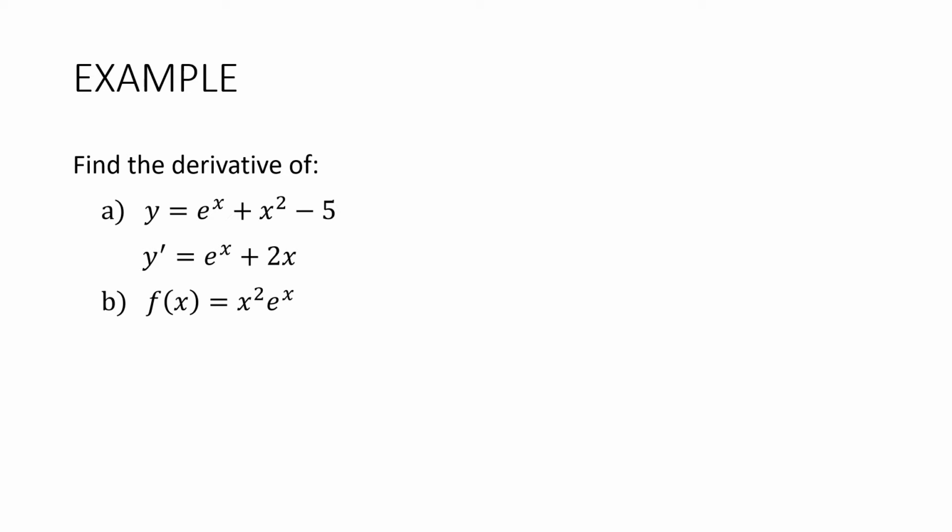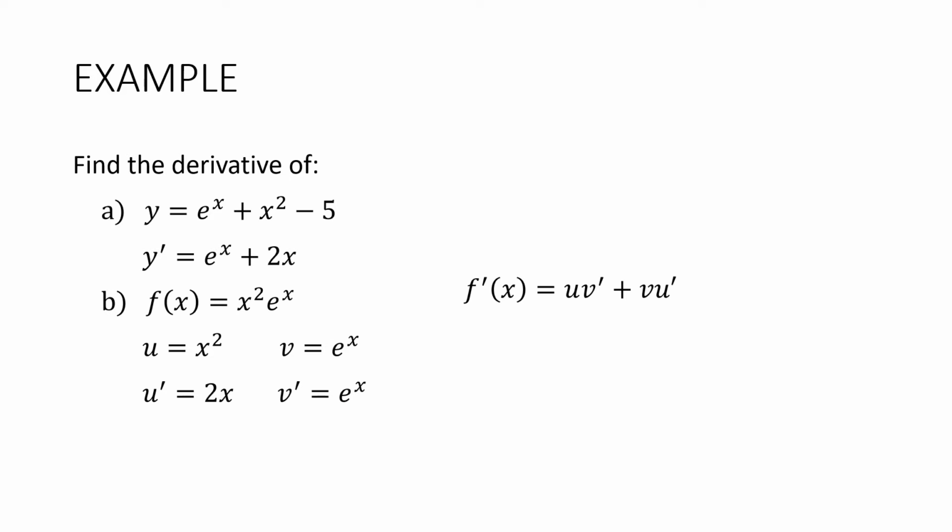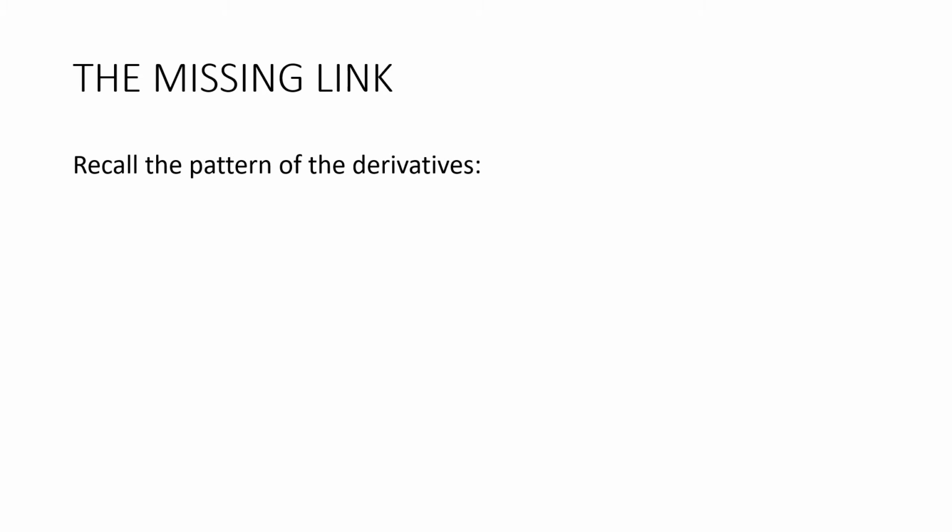Here we have a product rule. We have x squared multiplied by e to the x. So I'm going to let u equal x squared and v equal e to the x. Let's find the derivatives. u dashed is 2x, v dashed is e to the x. And we need to put it into the product rule. So remember that it is u times v dashed plus v times u dashed. Okay, there it is there. Let's just tidy that up a little bit. We can factorize it or leave it expanded. Either way is fine.